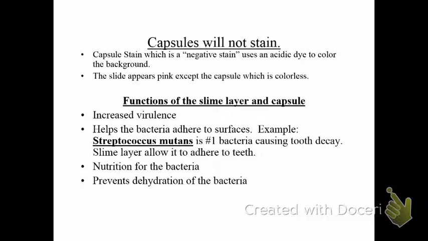An example of an organism that has a slime layer capsule is Streptococcus mutans. It allows the bacteria to stick to the enamel of our teeth and cause cavities. Number one bacteria associated with tooth decay, cavities. So the slime layer allows it to stick to the enamel. It's used for nutrition. So the bacteria, if it gets hungry enough, it can eat its own capsule. Silly, I know. And then it also helps the bacteria not dehydrate. So it's almost like a chapstick around it or something.